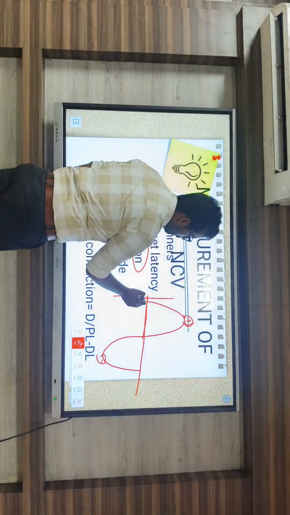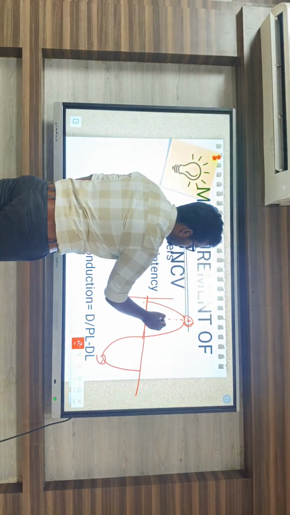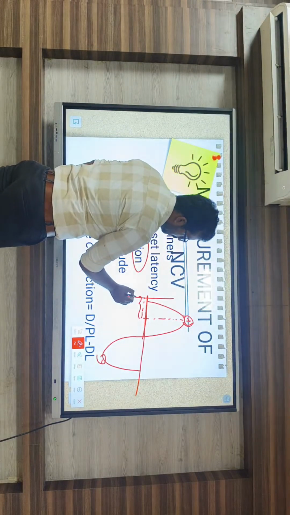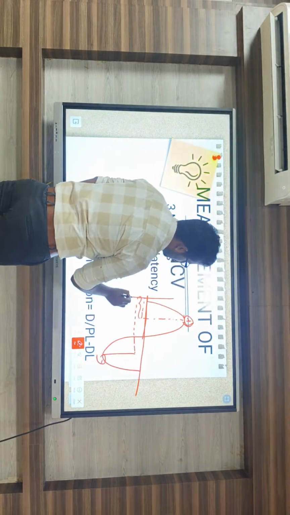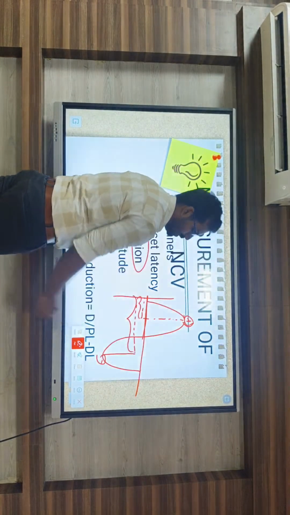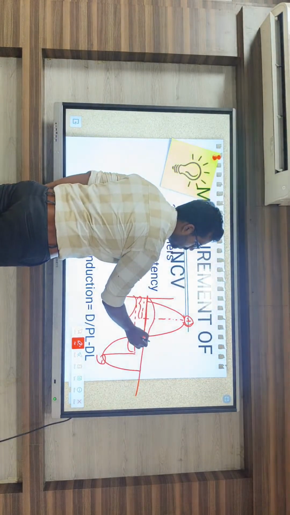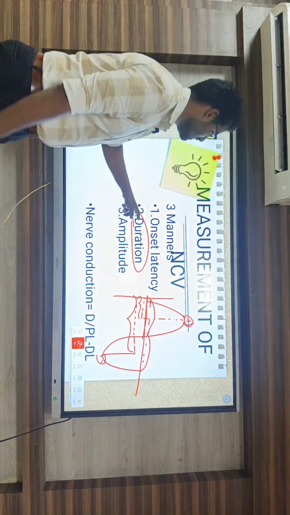From the baseline to the peak line is one of the duration calculations in this period. From the baseline to the negative peak line is the second duration calculation. The third one, from the baseline to the next baseline, is known as the third identification of the duration.